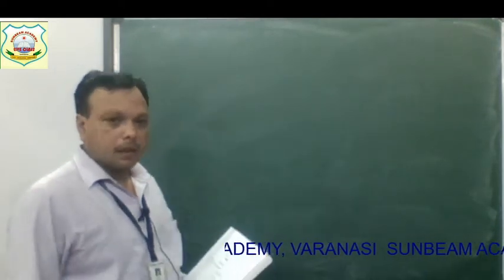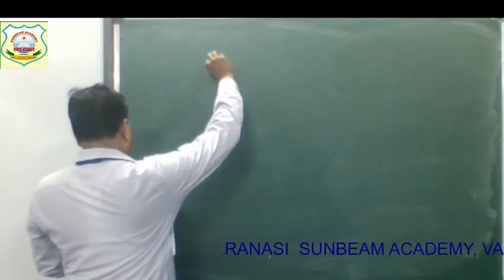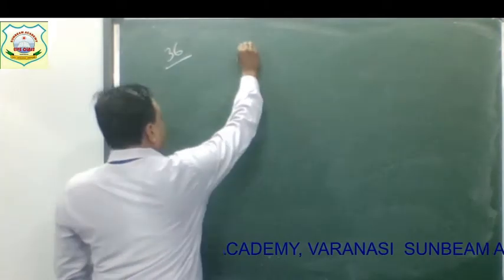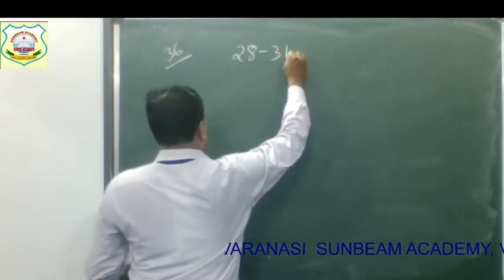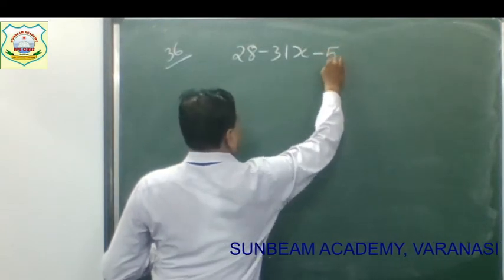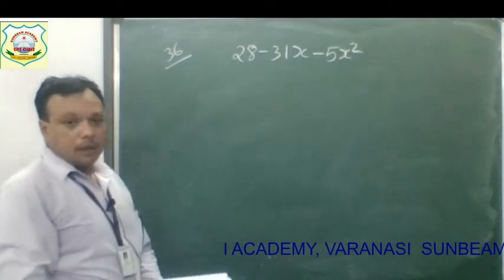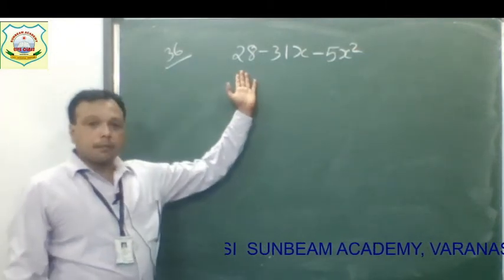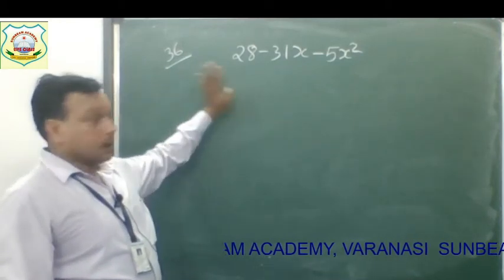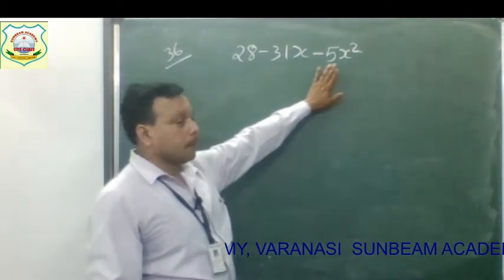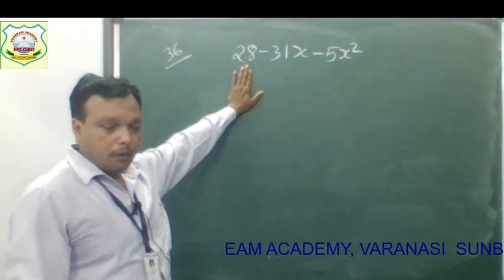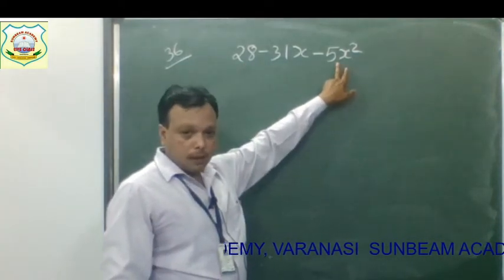This is a little bit different. Only the terms are different. You can see here 35, 36 is here: 28 minus 31x minus 5x square. Students, why are we saying this is different from the previous? This is not different, only the terms are in different places. We always get the x square term first, but now here is the constant value and then the square term.